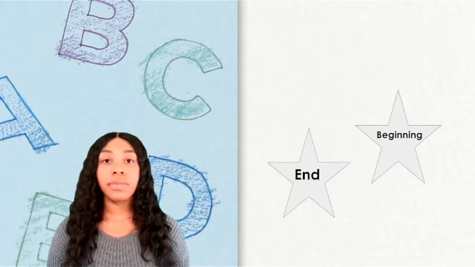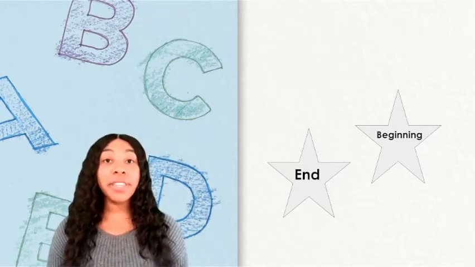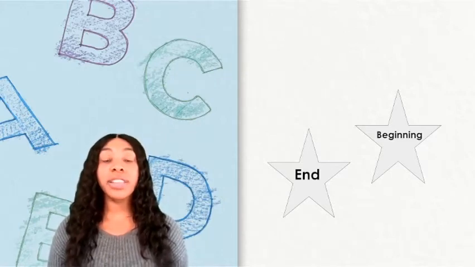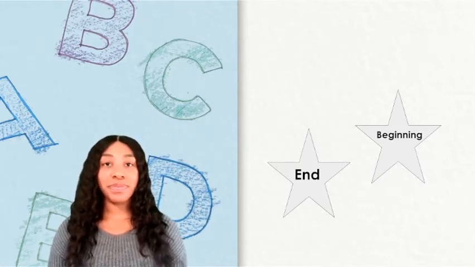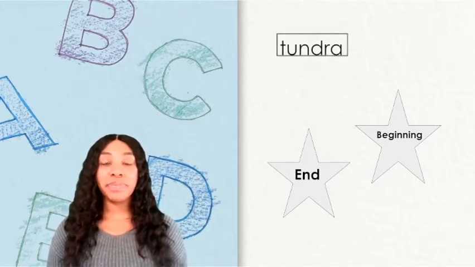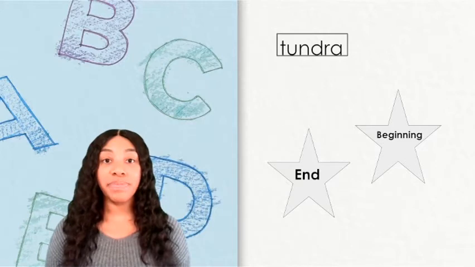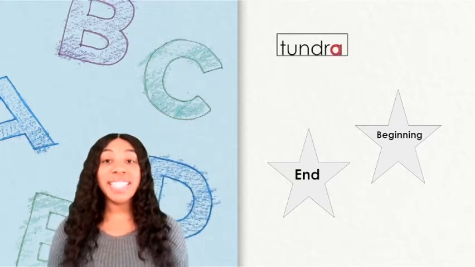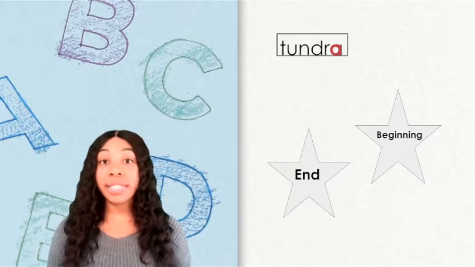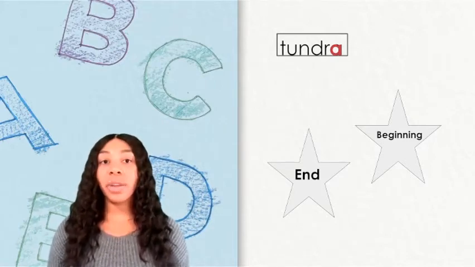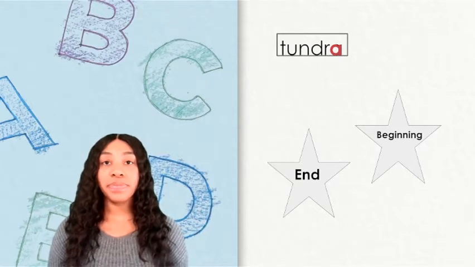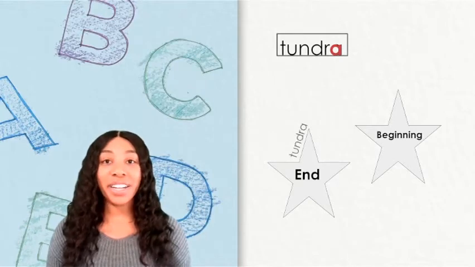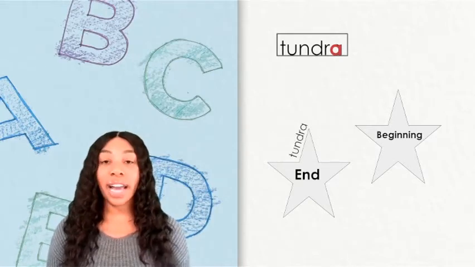Awesome work, friends. Now we'll look at a few more words that have the schwa sound spelled with an A and put them on the star that shows where in the word the schwa sound happens. Ready? Can you read this word? The word is tundra. This word ends with A, but it sounds like uh. That's the sneaky schwa sound. Does tundra begin or end with the sneaky schwa sound? It goes on the end star because it ends with an uh sound.